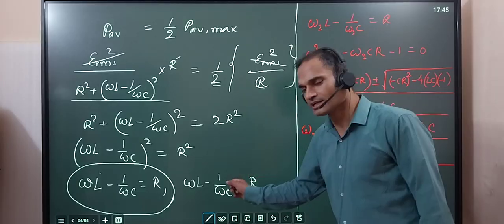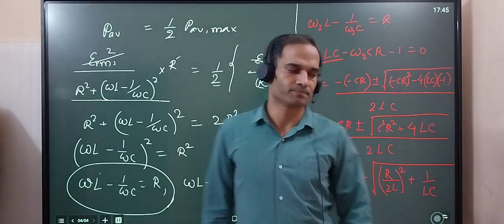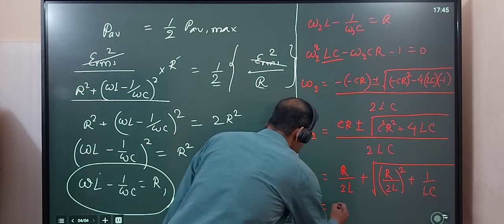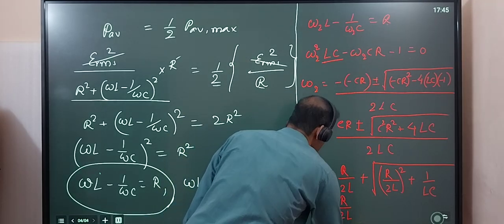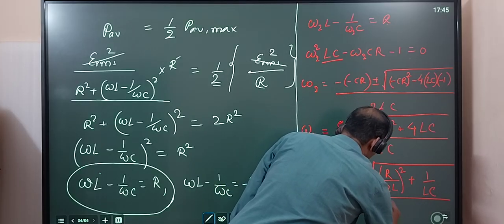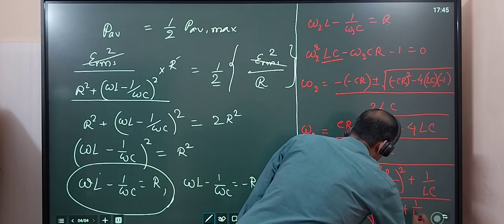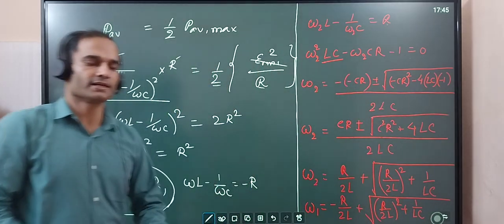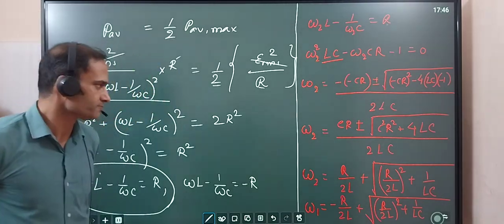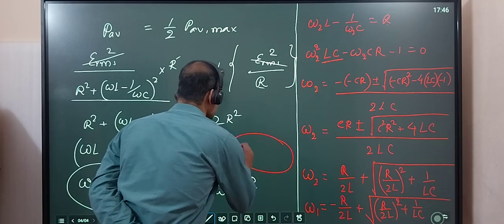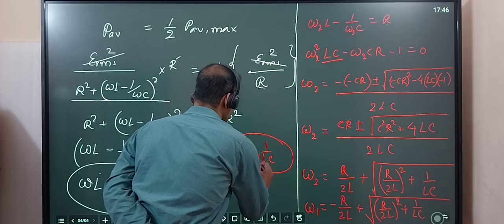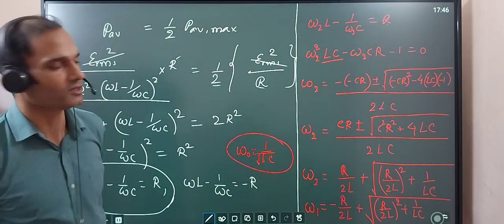Now we will use the second equation. Everything will be same. Here we will get a minus sign. So omega 1 is minus R by 2L plus under root, this thing will remain as it is. So we are getting two values, omega 2 and omega 1, and omega naught is 1 by root LC under root. Okay, omega naught is this value.